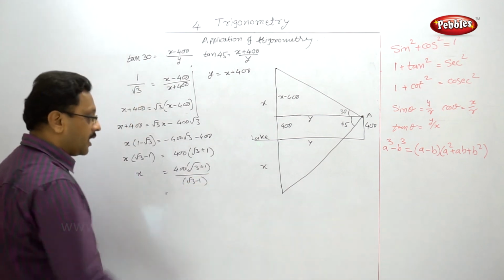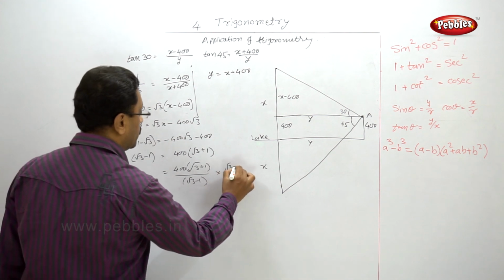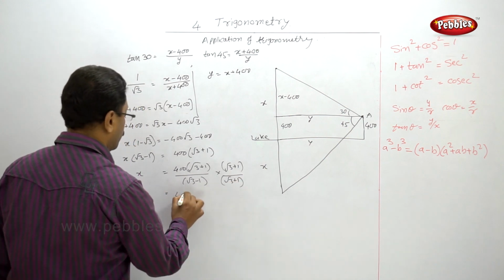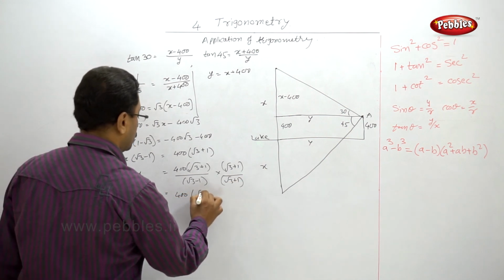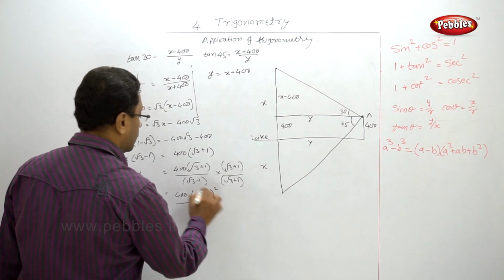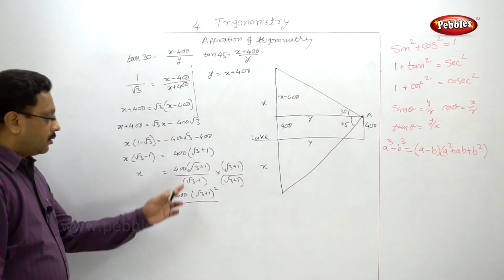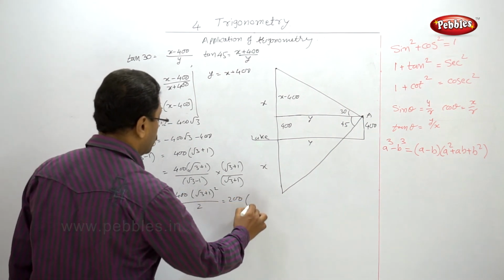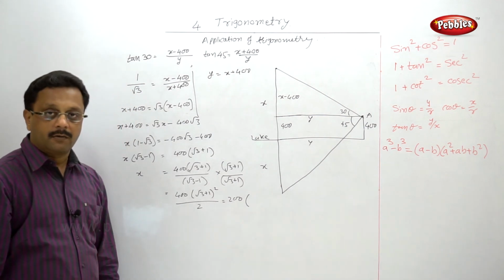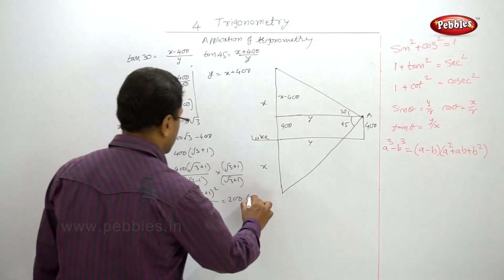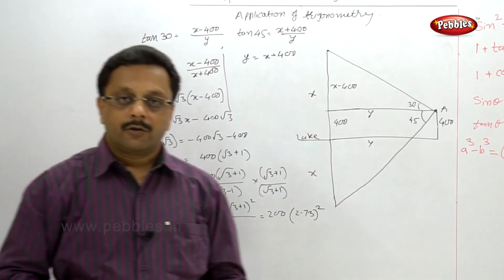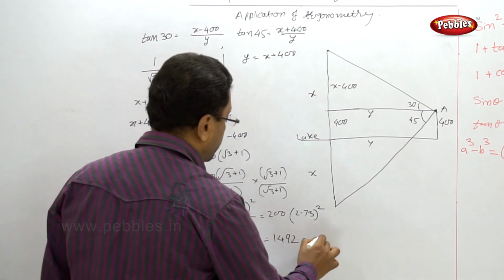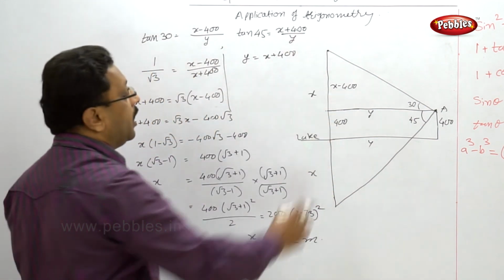So I'll try to rationalize. So multiply by root 3 plus 1, root 3 plus 1. So I'll have 400 into root 3 plus 1 whole squared, and 3 minus 1, that is 2. So I got 200 into 1.73 plus 1, that is 2.73, squared. So the final answer is 1492 meters, x, that is the height of the cloud.